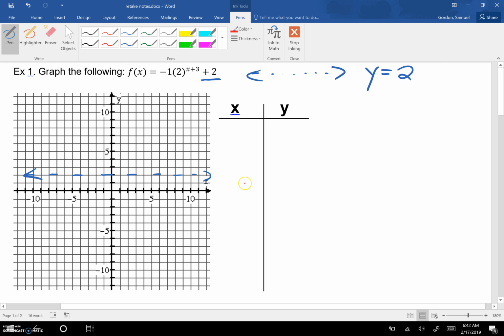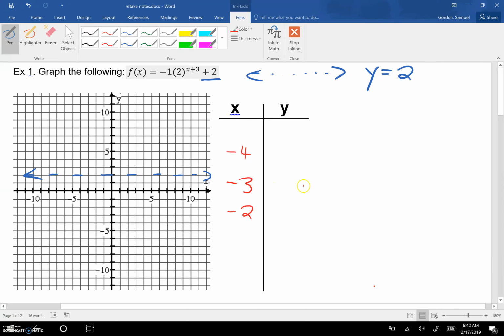The very first value I'm going to put is whatever h is. This says x plus 3 up here, which means h is the opposite of this. It's negative 3, so I'm going to put negative 3 here. And I'm just going to do this in order, in ascending order: negative 4, then negative 3, then negative 2.